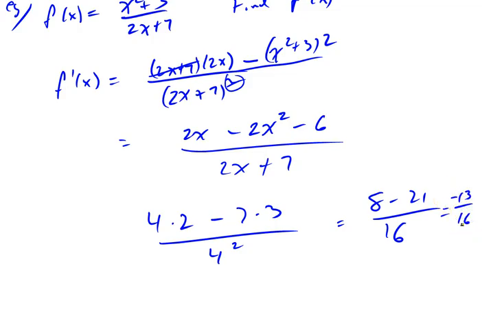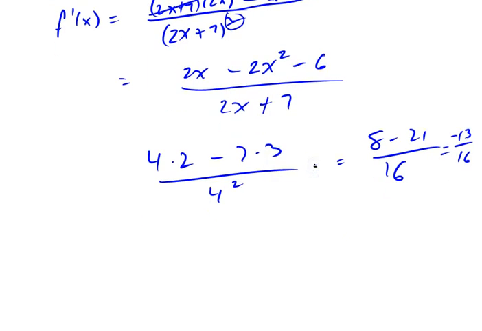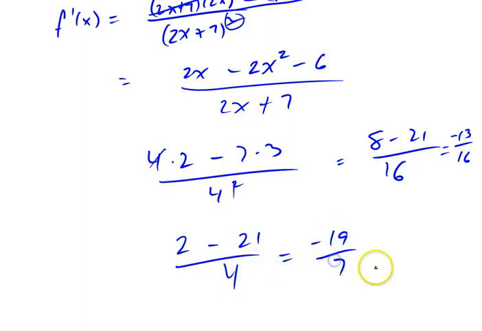Negative 13 over 16. But if I cancel the 4's out, so if I say, oh, cancel those 4's out, this looks like 2 minus 21 over 4. So this would be negative 19 over 4. Is that the same as negative 13 over 16? No, right? That canceling somehow didn't work. Why doesn't it work? When can you cancel? When can you not cancel? Explain to me that you can figure that out.